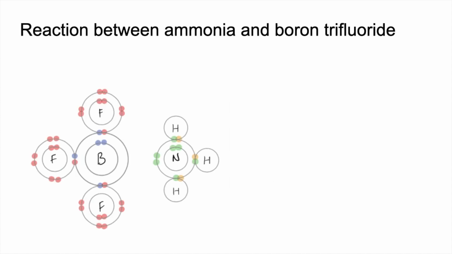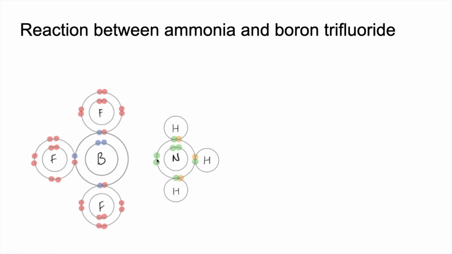And the third reaction is between ammonia and boron trifluoride. So you can see we've got the dot and cross diagrams there. I'm sure you can see already what's going to happen. We've got an electron deficient boron atom. So only 6 electrons in that valence shell.